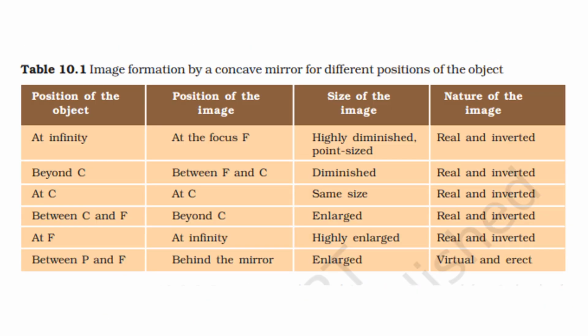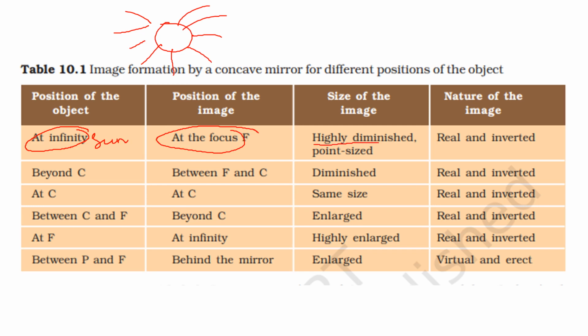Now this is the table which is giving you a nutshell of whatever we have studied. So position of the object at infinity. When the object was at infinity, I told you to consider the sun. So all the rays from the sun, that's why the sun is also drawn like this, showing all the parallel kind of rays. So that image is formed at focus. Image is highly diminished. Highly diminished means it was point sized. Isn't it? This point size word is also there. Real and inverted. Second, beyond C. So the image was formed between F and C and it was diminished. Diminished was small, real and inverted.